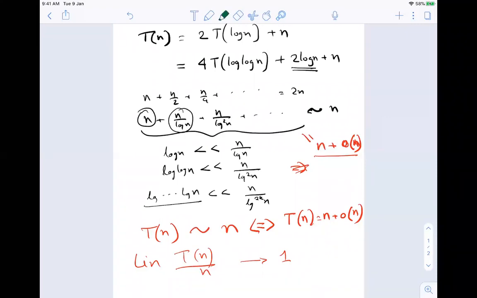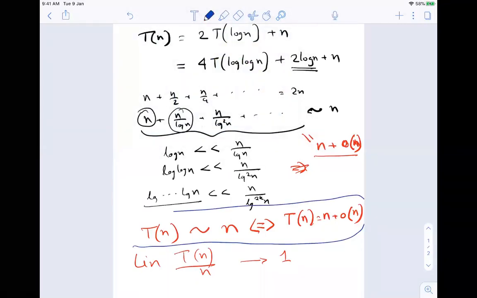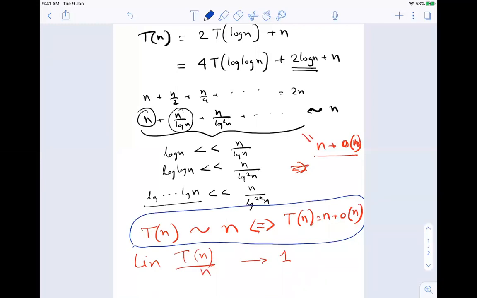So are you guys confused with this particular thing? No, sir. If you are, you should take this one as an exercise. Prove that this is the case. For any function, if T of n is asymptotically equal to n, that means T of n equals n plus small o of n.